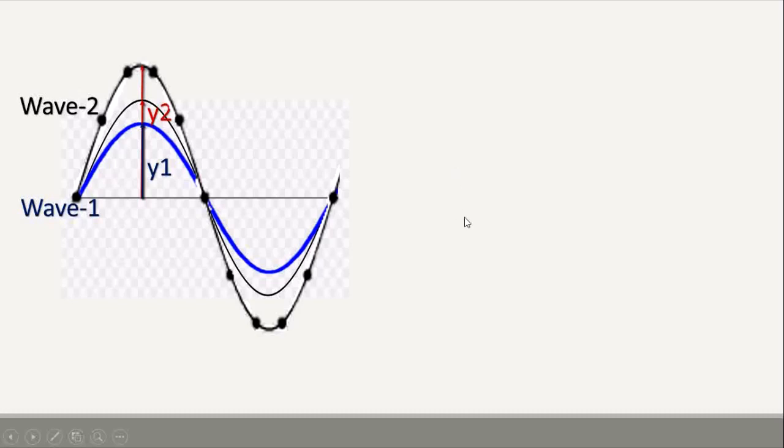Here the displacements are added in this particular example. If I take one more example, here these two waves are in phase. Because they are in phase, the displacement produced by each individual wave is added, and you get the resultant wave, which has a larger displacement compared to the two individual waves.